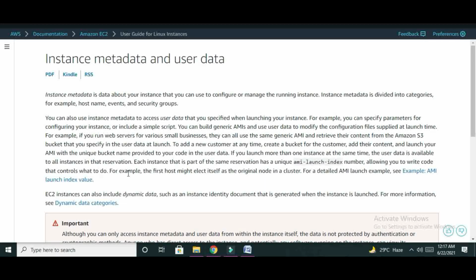EC2 instances also include dynamic data, which basically includes the instance identity document, and which helps in generating or launching the instance.